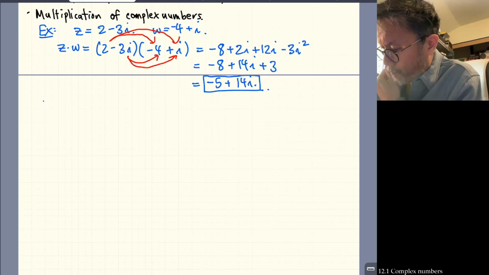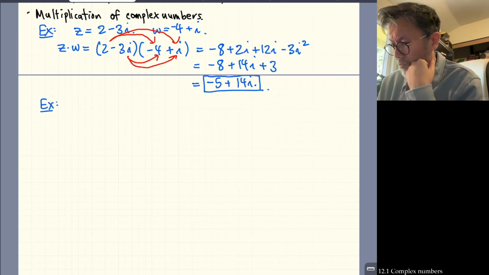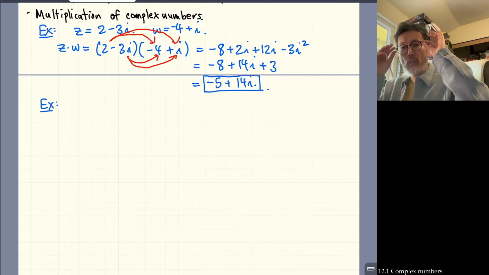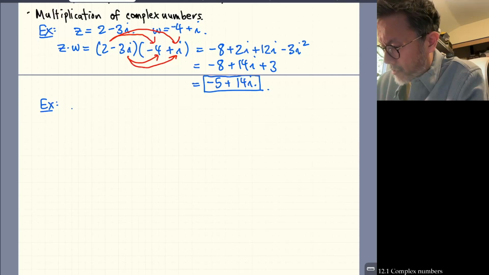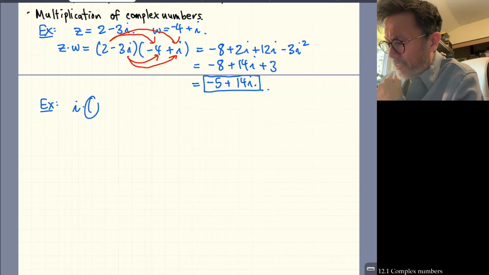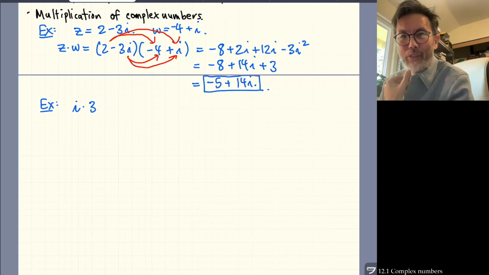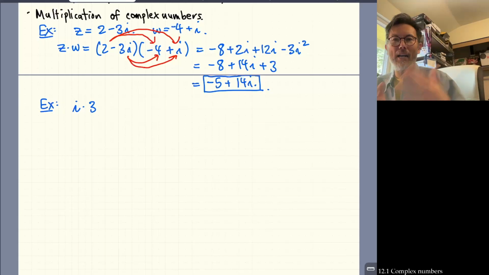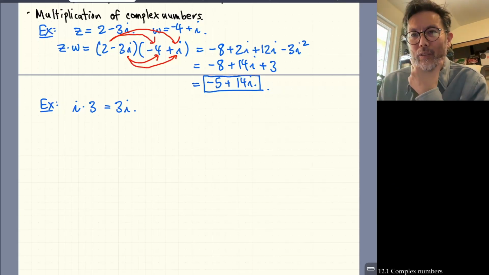Okay. What is the effect of... Let's take a look at the following. Let's take i times... how about, well, let's start real easy. How about i times 3? Okay, so we have two complex numbers here, i and 3. What's the product of them? You'll be totally unsurprised to learn that this is 3i.